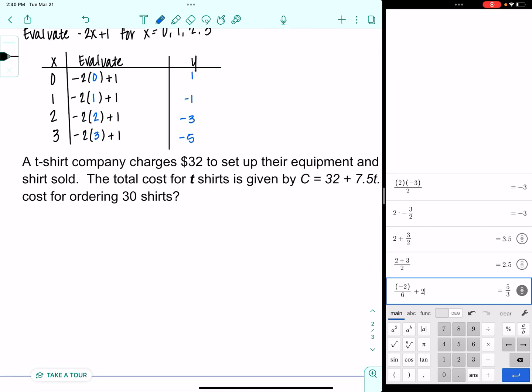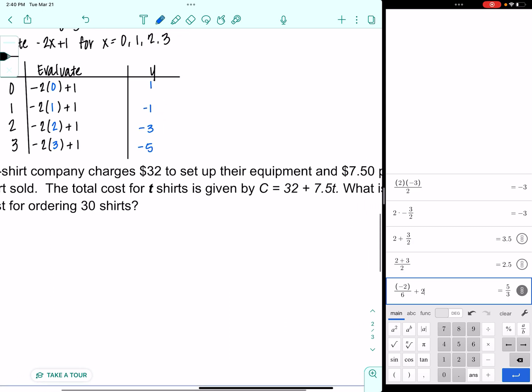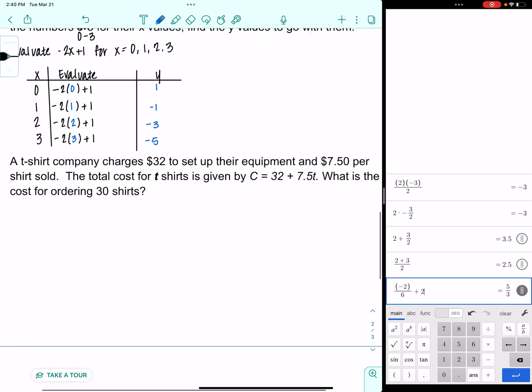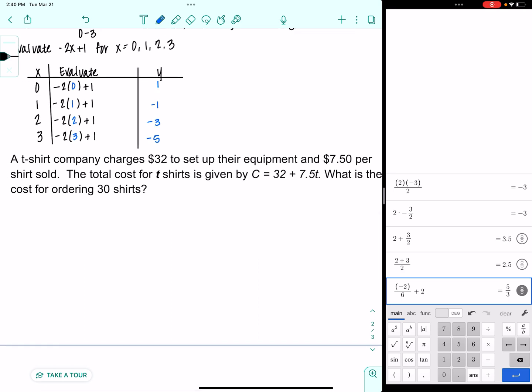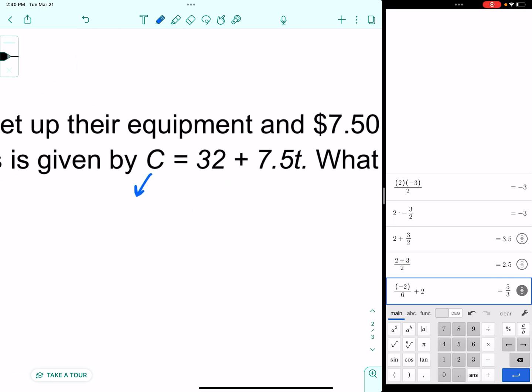Last one, we have a t-shirt company charging $32 to set up their equipment, and they are going to charge $7.50 per shirt that they sell. The total cost for T-shirts is given by C equals 32 plus 7.5 T. Well, already I know that this is the cost, and this is the number of shirts. I like to label my stuff, y'all.